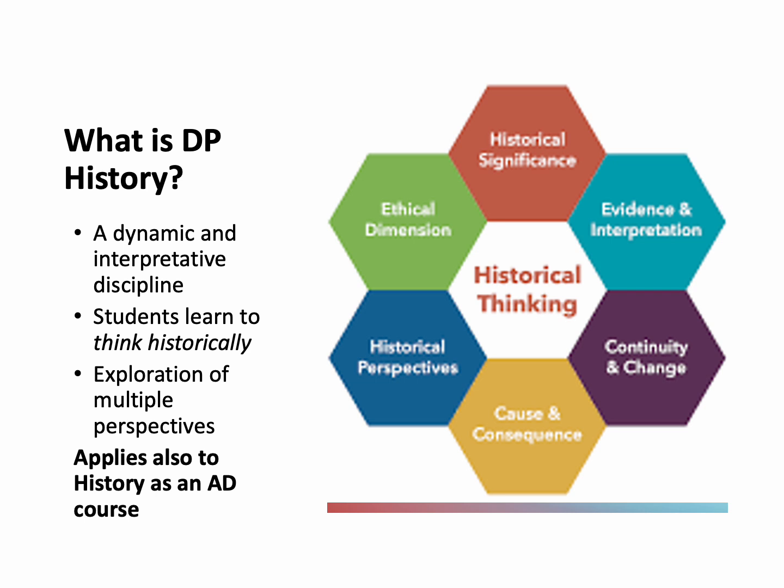DP History is a dynamic and interpretative discipline. Rather than memorizing facts and dates, students learn to think historically. This means asking critical questions, analyzing evidence, and understanding that the past can be interpreted in different ways. Students explore multiple perspectives to learn to engage with complexity, debate, and uncertainty.